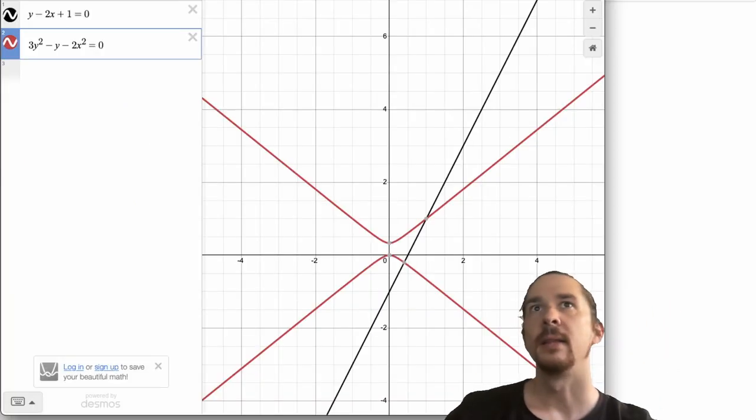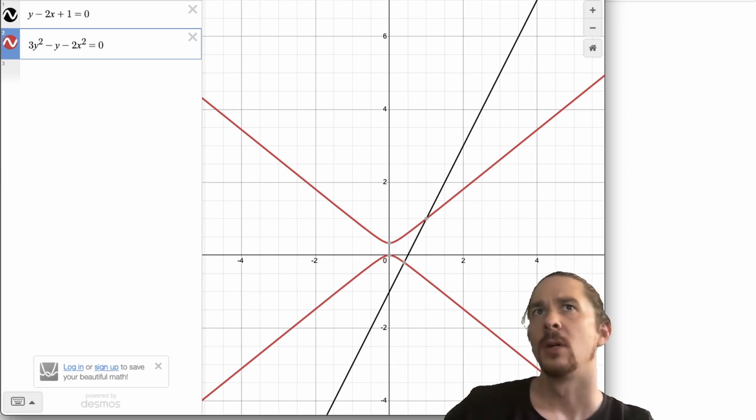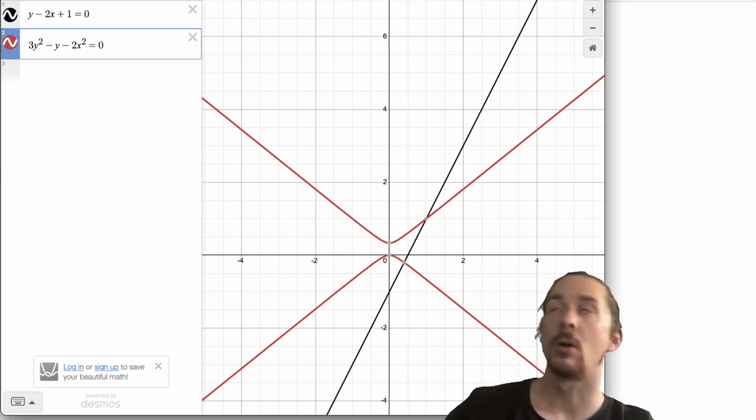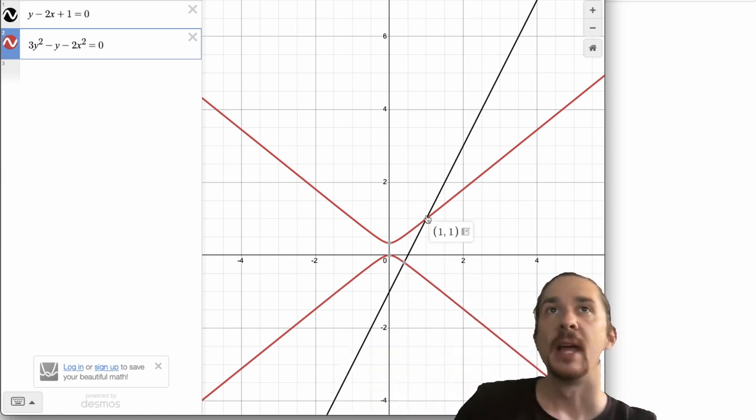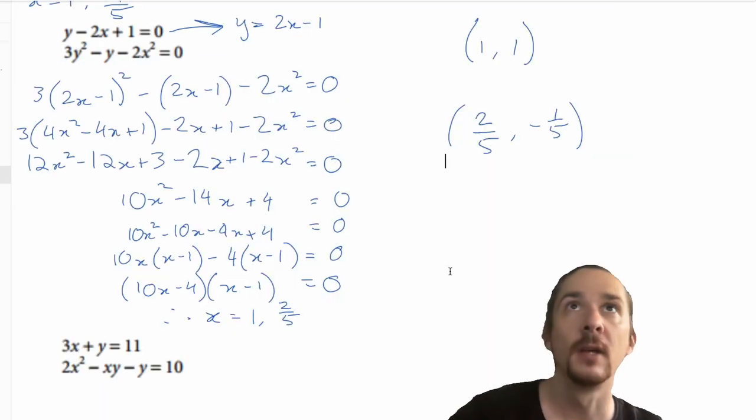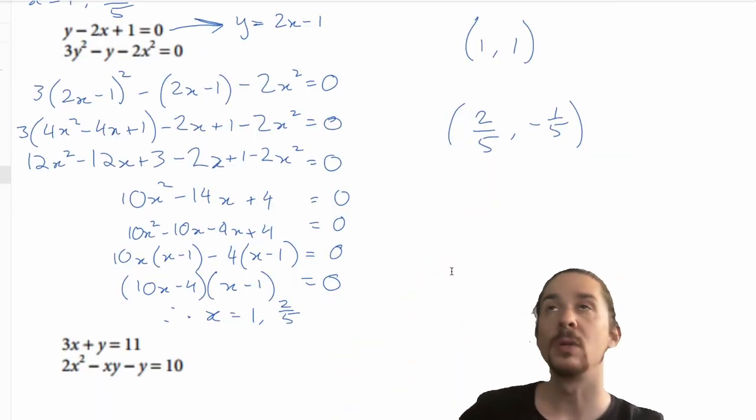Wow, would you look at that? That is a funny shape. What is that shape? I was honestly expecting a circle here. That's a really interesting shape. It's kind of like a hyperbola that's been tilted. I don't know what to call it. Anyway, we have this point here, 1, 1, and we have this point here, which is 2/5 and negative 1/5, which is exactly what we expected. So we're killing the game.